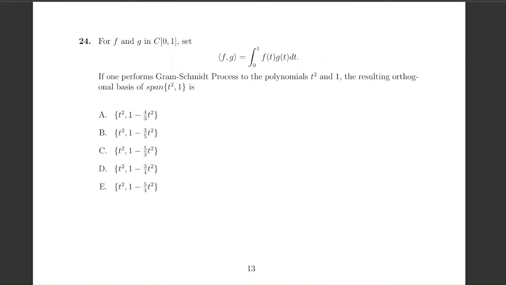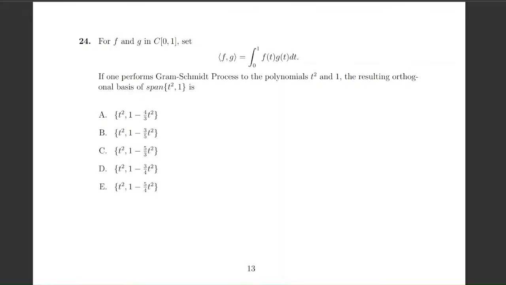Okay, in this problem we have f and g, for which the inner product is defined by this integral. If one performs a Gram-Schmidt process to the polynomials, then what is the resulting orthogonal basis of the span of t squared and 1? Okay, so this is really performing the Gram-Schmidt process, but now with inner products instead of dot products. If you remember, for vectors, when we do the Gram-Schmidt process, we take the dot product of things. And so here we do the inner product because it's polynomials.